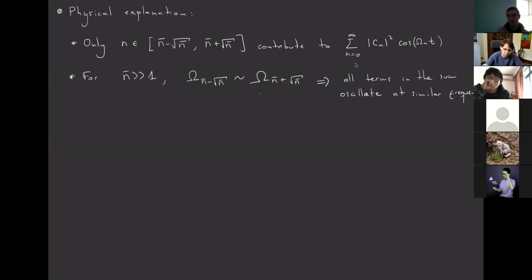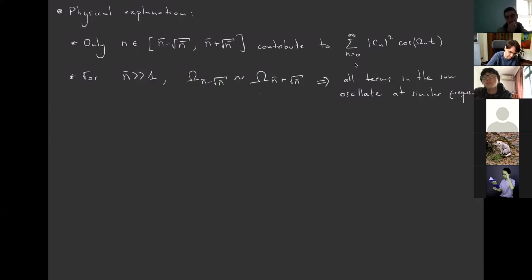Okay, so this is the initial physical explanation of why initially you see Rabi oscillations at, let's say, the central frequency, because all the frequencies are almost the same. So everyone starts oscillating in the same way. All the n values, all the photon numbers, start oscillating at almost the same rate.